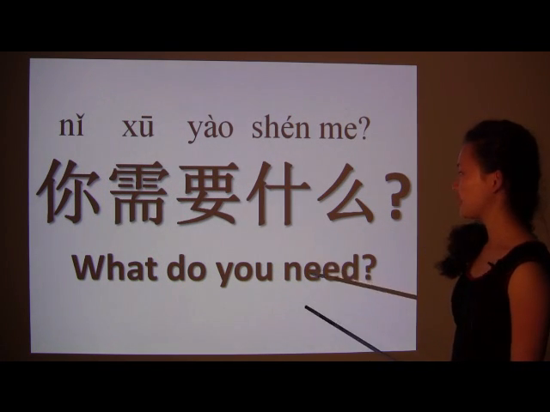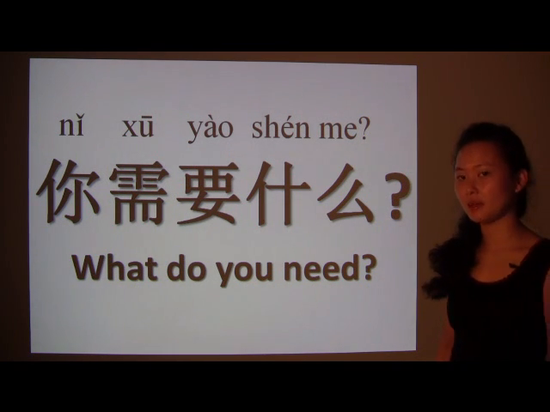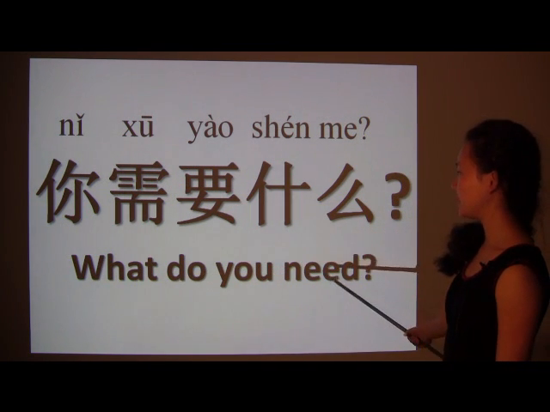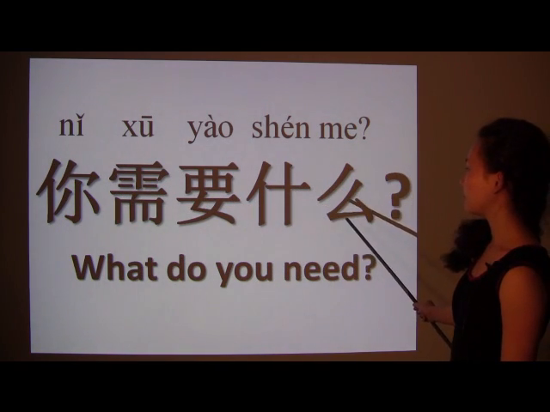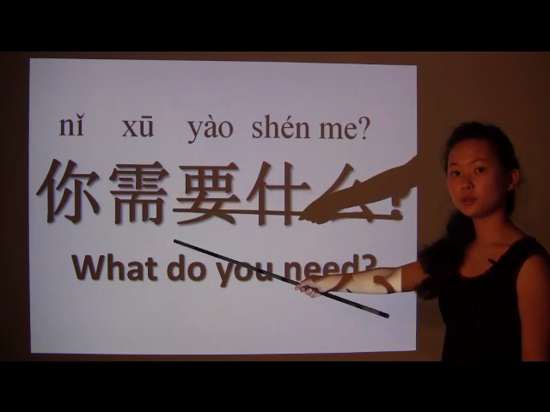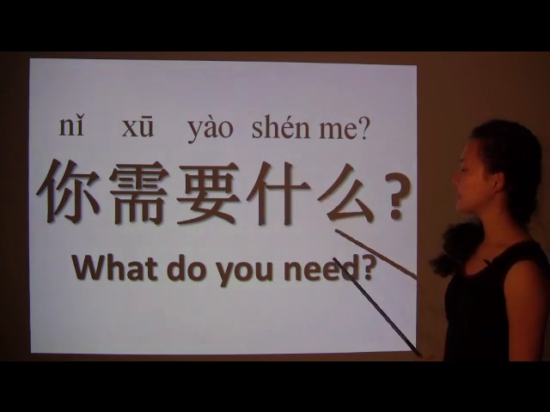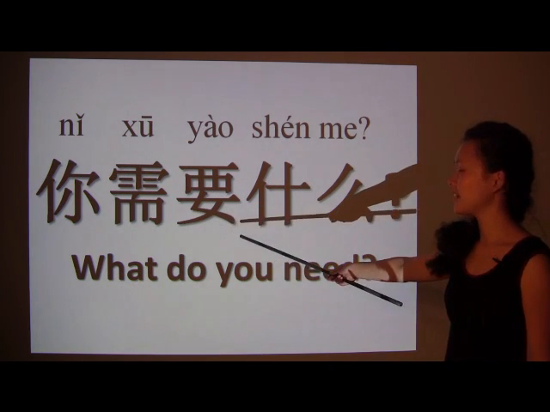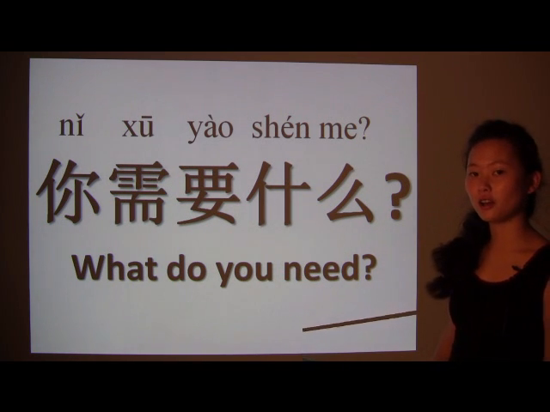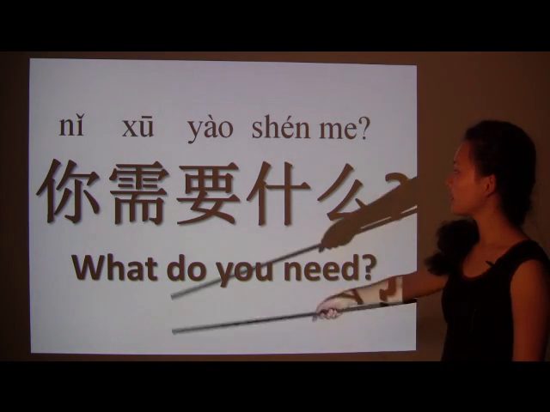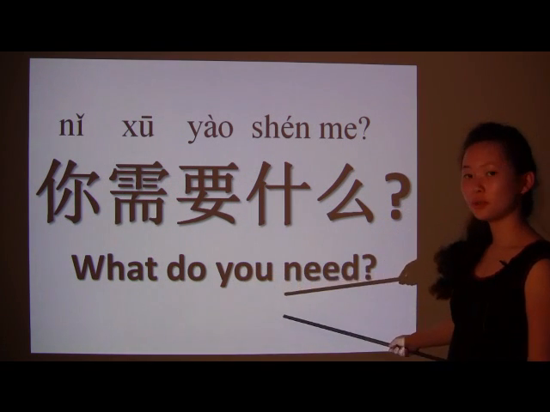And then this is different, although some may beg to differ. Wants and needs can be the same. But what do you need? 你需要什么? 需要 is need. And as you can see, the character for want, 要, is within this phrase as well. So they are interconnected. 你需要什么? What do you need?